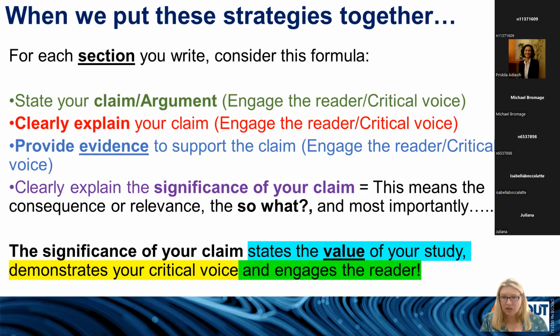So for each section you write, now we've just looked at a paragraph, haven't we? But for each section, consider this formula where you state your claim, right? So what is that doing? That's engaging the reader and showing your critical voice. Explain your claim in a really, really clear way. Again, engaging and being critical. You're going to provide evidence from the literature. And then you need to clearly explain the significance of your claim again, okay?